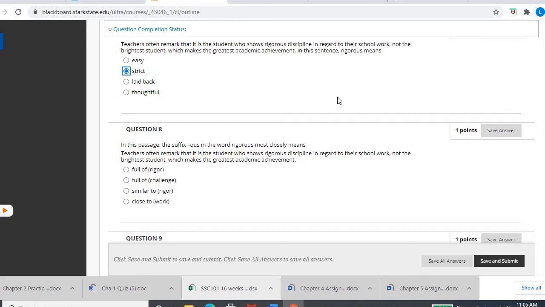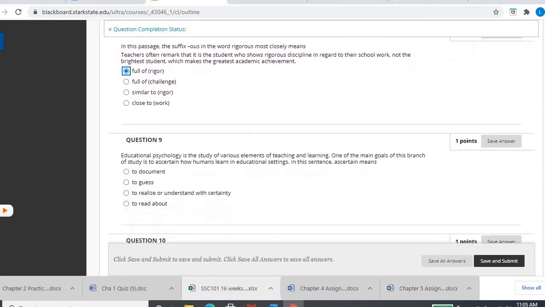So question 8 doesn't necessarily ask the context. It says the suffix OUS most closely means what in rigorous? Well, OUS often means full of, and that's part of what we talk about in the chapter 2 video, looking at suffixes. So we know it's full of rigor. Okay, so now hopefully that helps you get started.